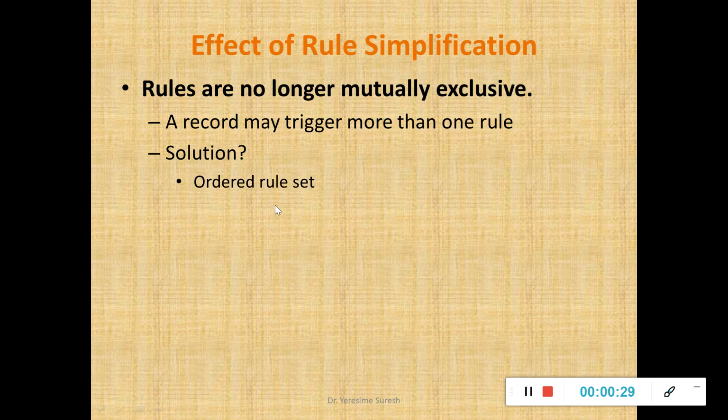Now what is an ordered rule set? We'll discuss that later, but in a simple sentence, it is the ranking of rules based on their accuracy or rule coverage. That is what we do when the rules are no longer mutually exclusive. Or we go for an unordered rule set, wherein we use voting schemes. We discussed an example where amphibians appeared 2 times, so I took the class label as amphibians. That is what I call voting.